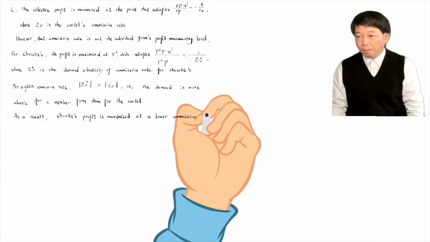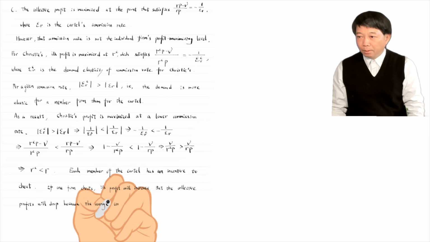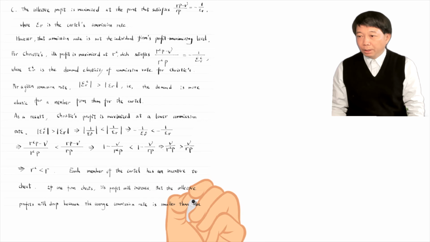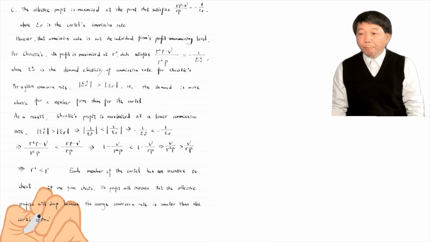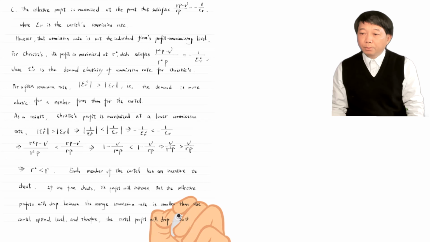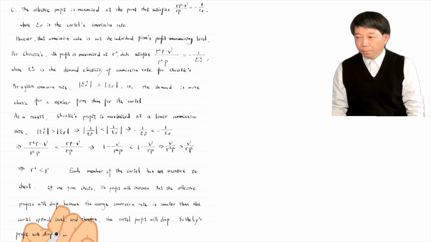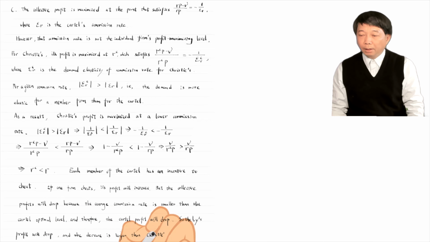Each member of the cartel has an incentive to lower its commission rate. If one firm cheats, its profit will increase, but the collective profits will drop because the average commission rate is no longer the cartel optimal rate, and therefore Sotheby's profit will fall, and its decrease in profit is larger than Christie's increase.